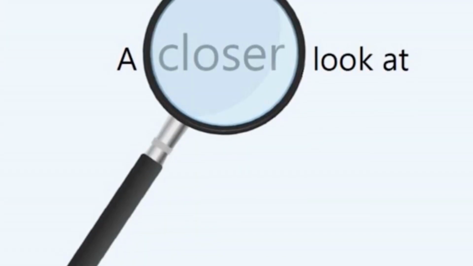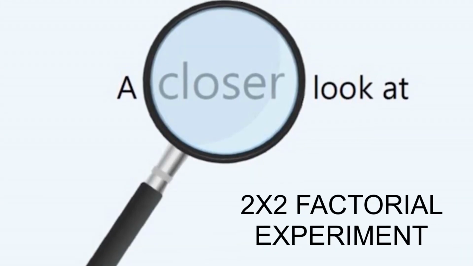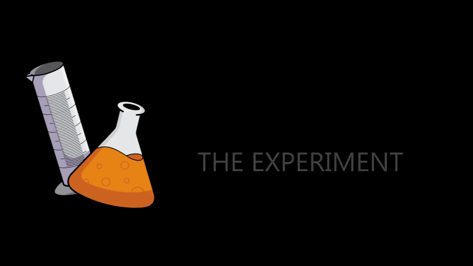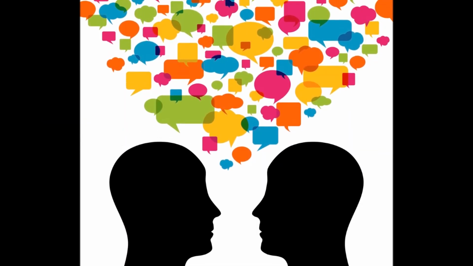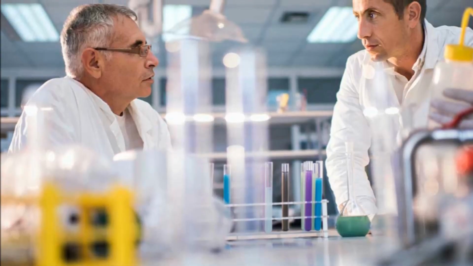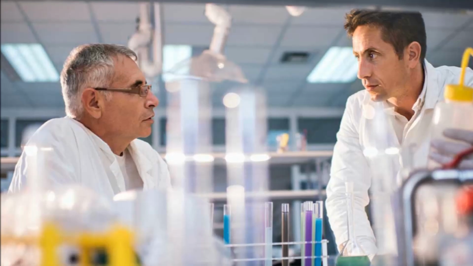Let us take a closer look at an experimental example of a 2 by 2 factorial experiment. This experiment produced one significant main effect along with a significant interaction. Pliner and Chaiken, 1990, were interested in the relationship between gender and eating behavior.